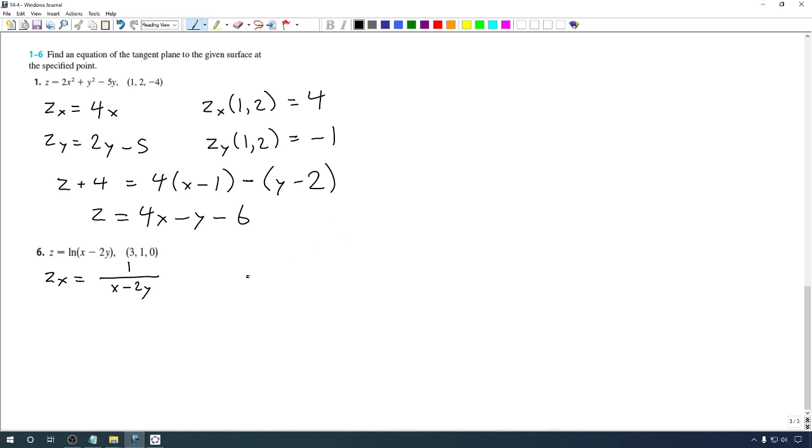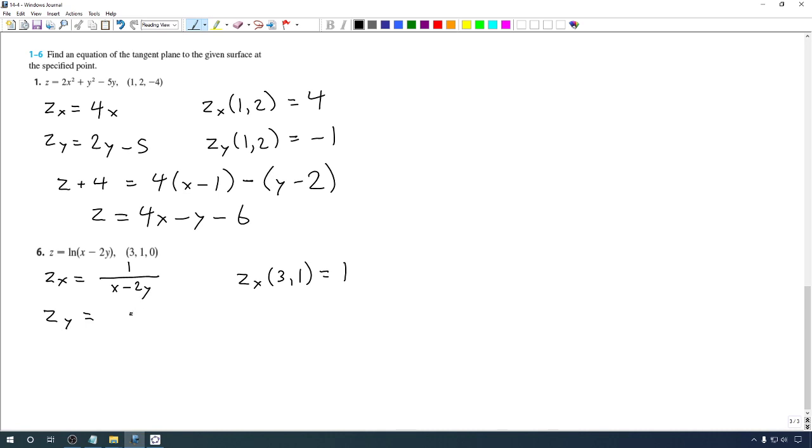If we go ahead and immediately plug in our point, our 3, 1, 3 minus 2 times 1 is just a 1, so we have 1 over 1 is 1.